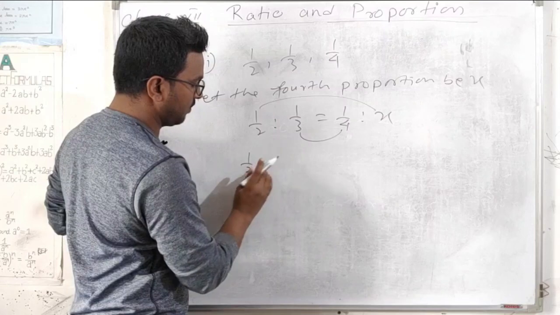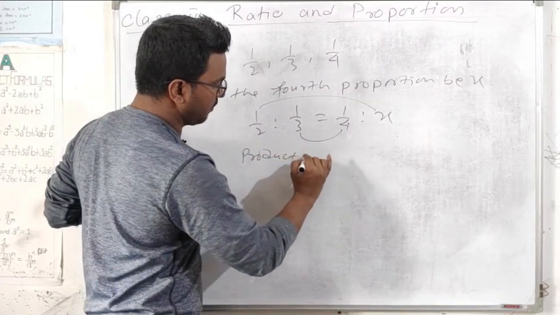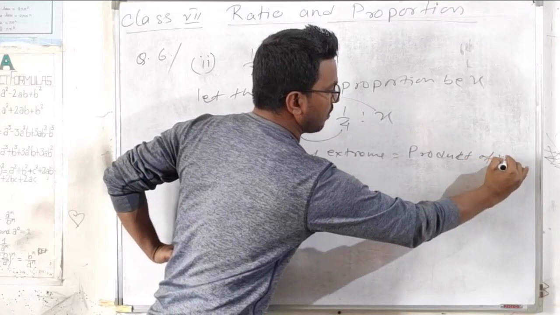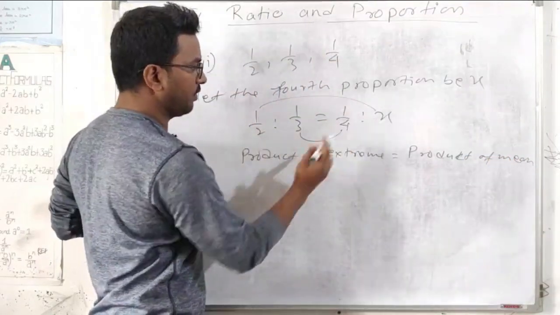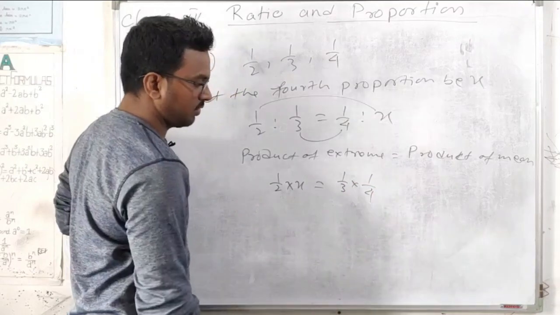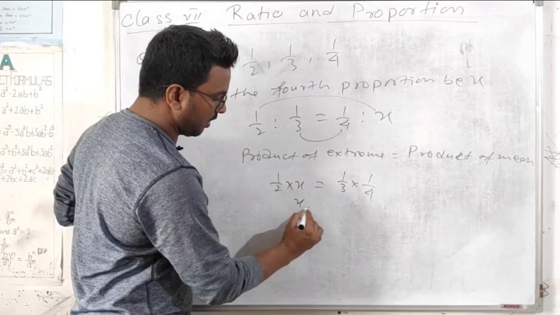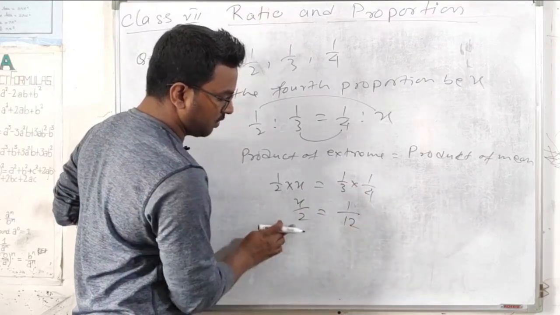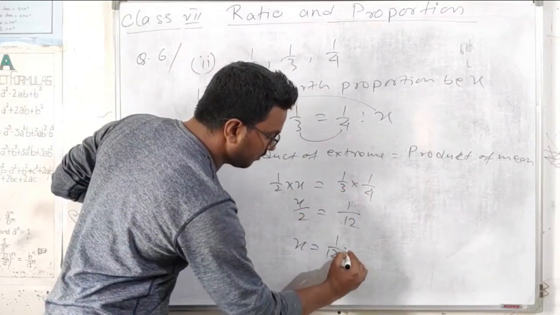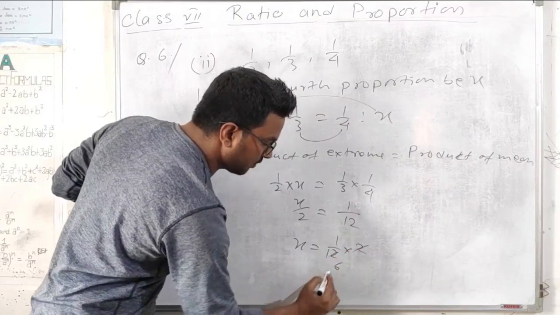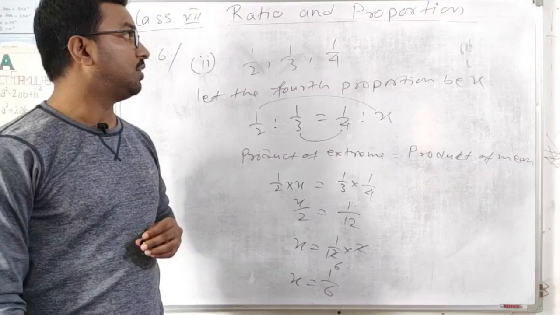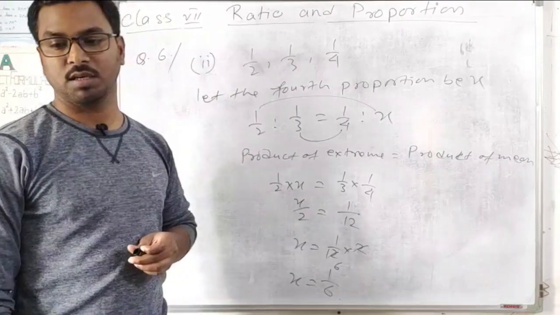So half, okay, we'll write product of extremes equals product of means. So product of extremes is half into x, and here 1 by 3 into 1 by 4. Okay, so this will become, if you multiply x into 1 is x, x by 2, and this will become 1 by 12. So if you take this 2 to the other side, it will go in the numerator. So x equals 1 by 12 into 2. So if you cancel, it will become 6. So x will become 1/6. This is how we can find the fourth proportion. So this is all about ratio and proportion of class 7.